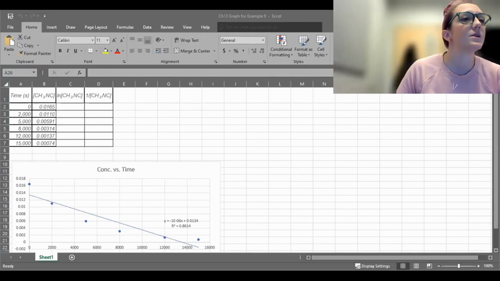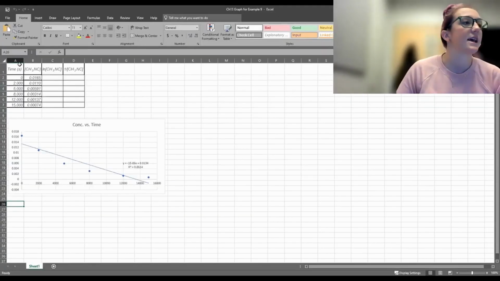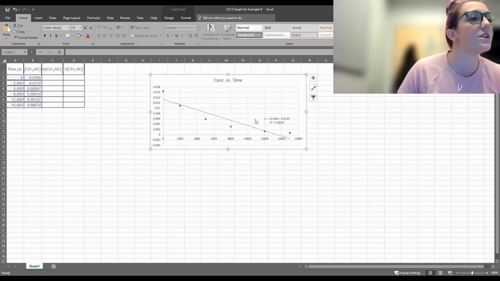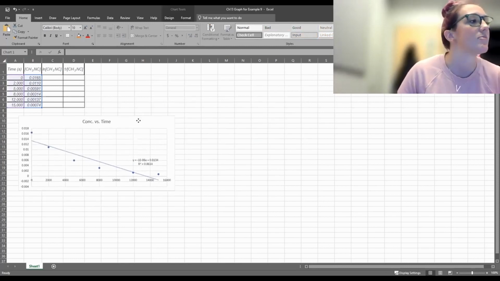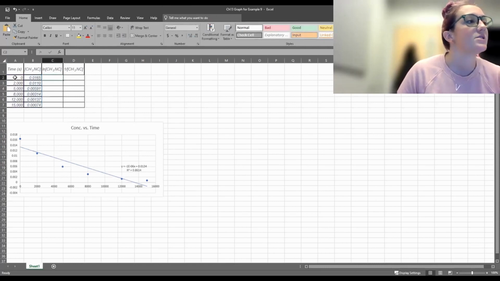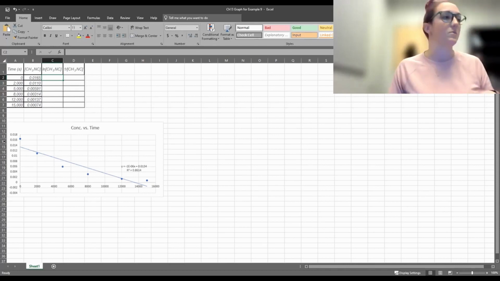And share this. Okay, so what I did here is I put the data that I have in here, okay? And then I created a graph. So if you look at this graph, I got an R² value of 0.8614. Yeah, not terrible, but that's concentration versus time. Now, what you can do in Excel is you can actually make it calculate for you. So I also want to graph natural log versus time and 1/concentration to see which one's the most linear.